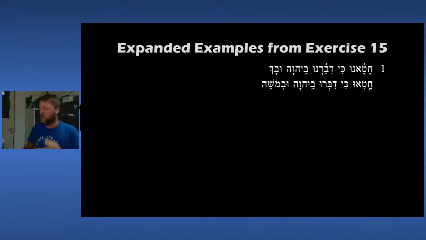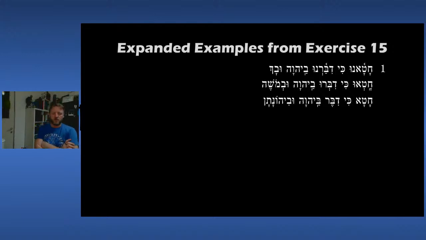Dibarno, dibru. This is the piel. It's just a root finding expression in a different pattern. Okay. Chata, he sinned. This is the third person masculine singular, 3ms. Chata, ki diber badonai uvihonatan. Okay. He sinned because he spoke against the Lord and against Jonathan.